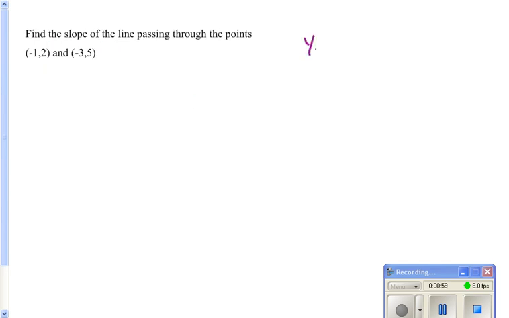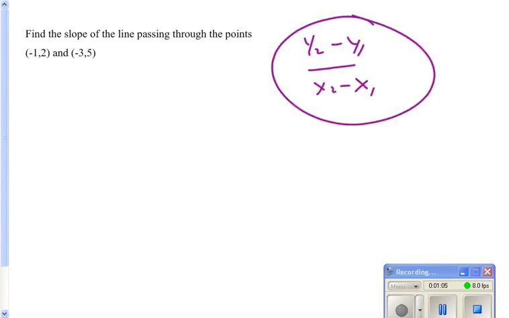Remember the formula. We're going to subtract the y's over subtract the x's, and if you were good at doing this in high school, keep doing it that way. If you were not, let's see if we can do a little different way. I have to put the y's on top, so the 5 goes on top and the negative 3 goes on the bottom. Put the y's on top and the x's on bottom, and what do you do with those x's and y's? You subtract them.